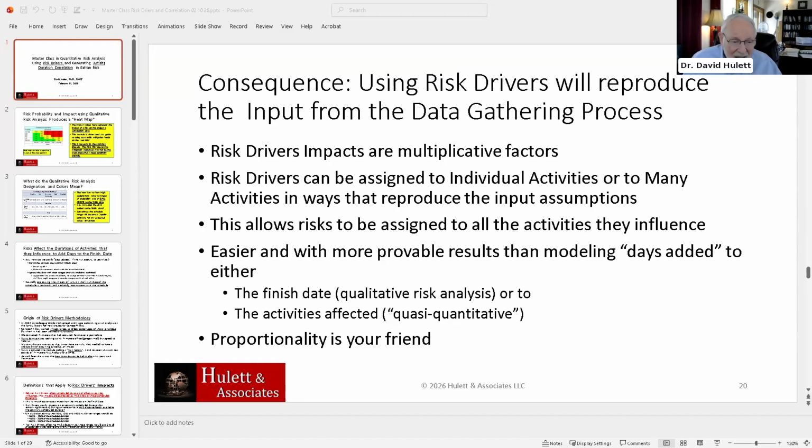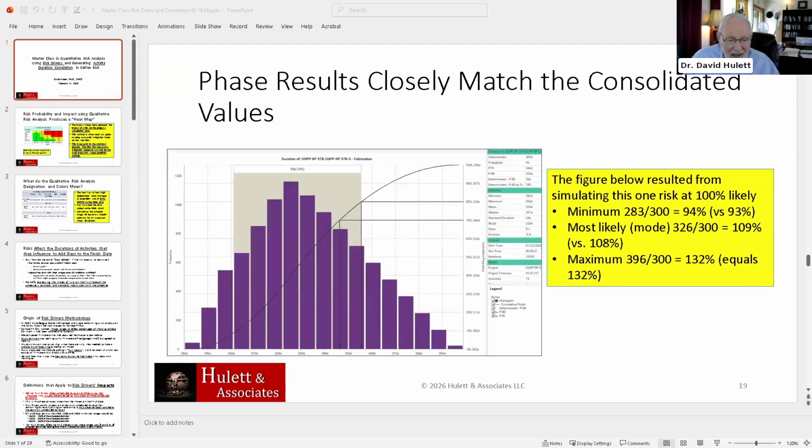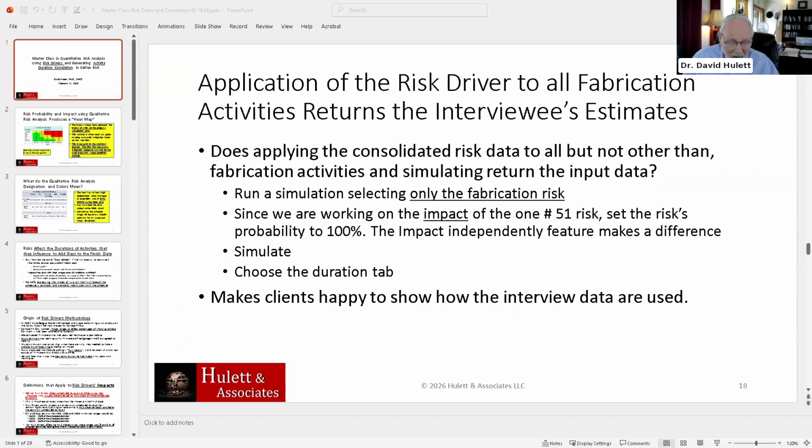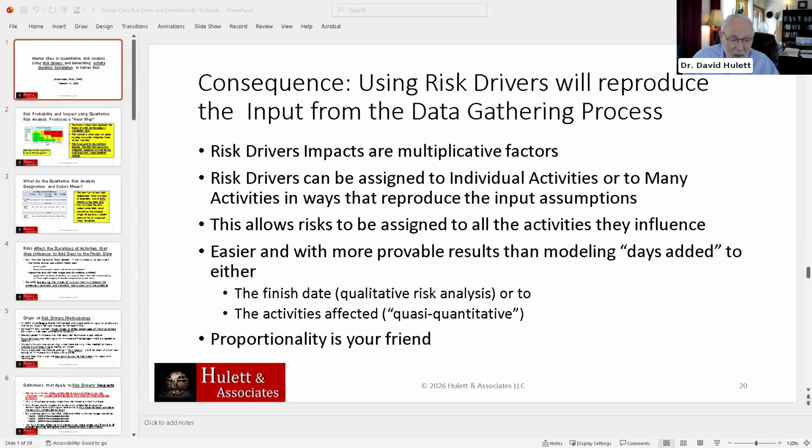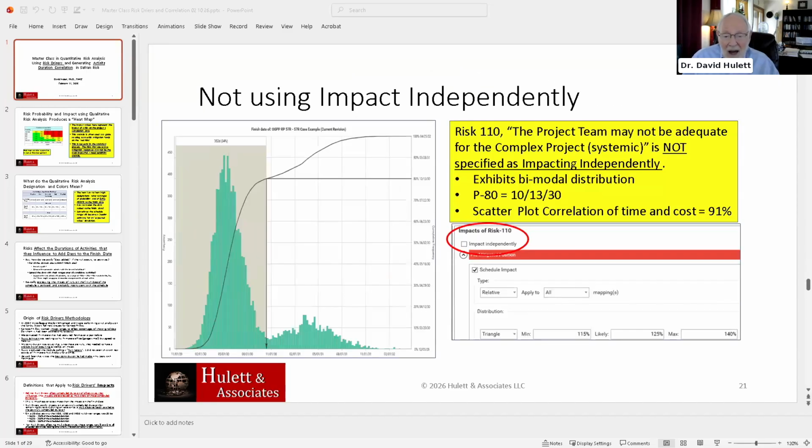And the last thing here, and then you get this kind of a result. And that's exactly what I advertised during the interview. Here it is. Proportionality is your friend when you're using risk drivers and when you're applying risk drivers to activities. Now, by the way, I was not telling it to impact independently. That was not selected in any one of my risks, but particularly for that one risk.